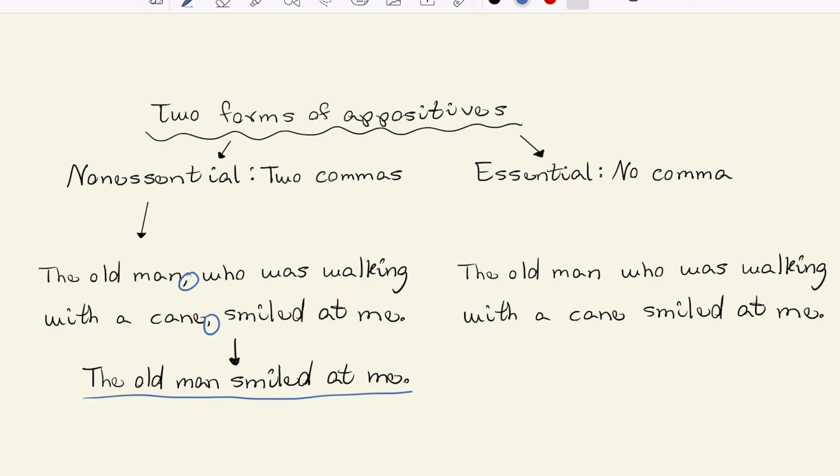The second form of appositives is essential, which does not have a comma. The old man who was walking with a cane smiled at me. The appositive will still be who was walking with the cane, as it is the additional information. But since there is no comma, it was not meant to be taken out.